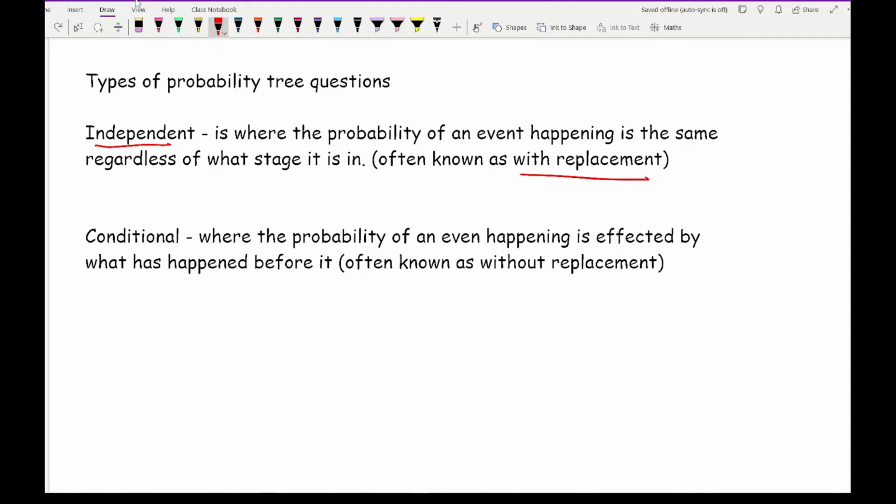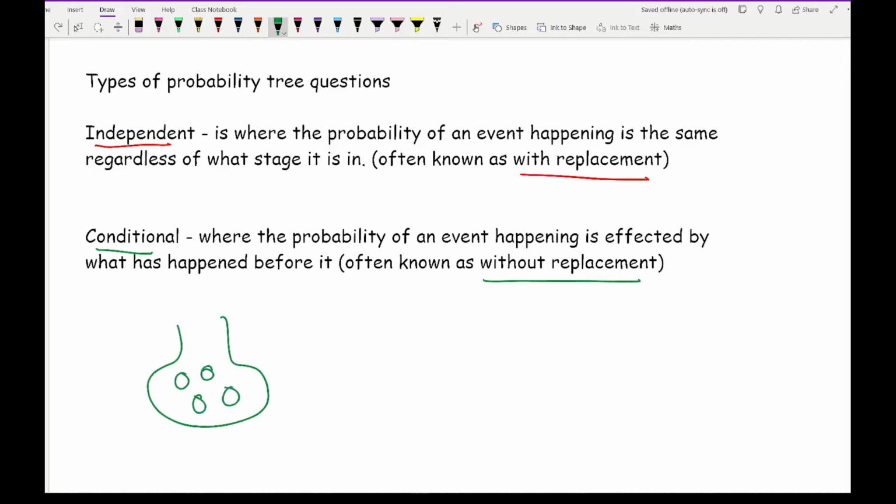Now, the alternative to that is what we call conditional probability. This is where the probability of an event happening is affected by what has happened before it, and this is known as without replacement. So obviously, if you imagine a bag and it contains, let's say, white and green counters, and I'm going to pick 2 counters.